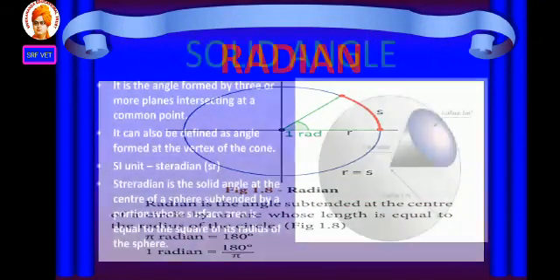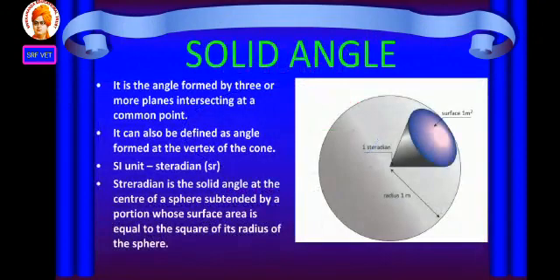Okay students. Next, solid angle. It is the angle formed by three or more planes intersecting at a single point, that means a common point. It can also be defined as the angle formed at the vertex of a cone. The SI unit of solid angle is steradian.